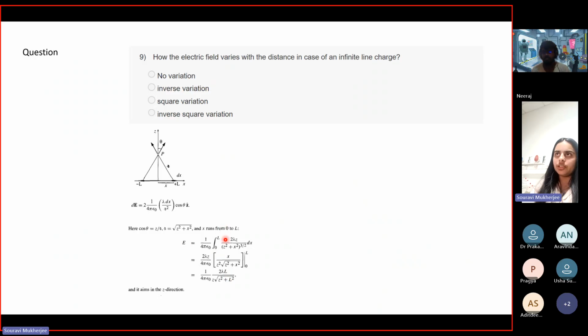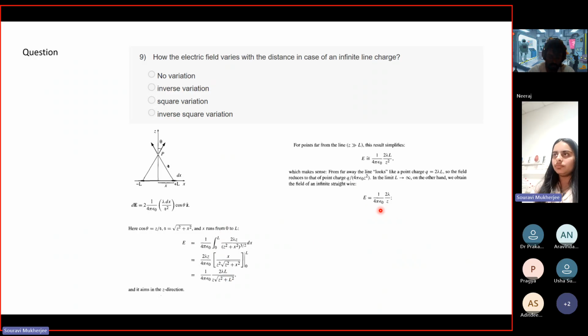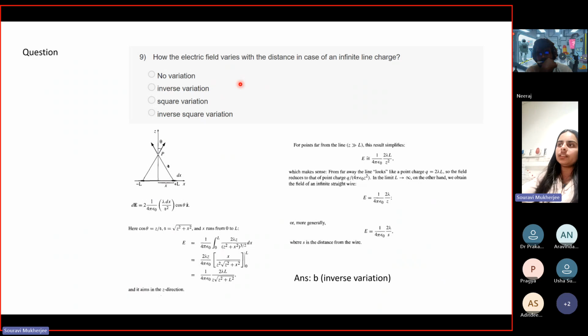So if you do that integration, what you end up getting is basically this. This is the limit of L tending to infinity, which gives us this expression. What this is telling you is that the electric field for an infinite line charge is inversely related to the distance from the line. So the answer should be inverse relation. These are standard questions. We have been solving them for quite some time, but because that's how we are starting the course, we started with very simple stuff. So the answer for this will be inverse relation.